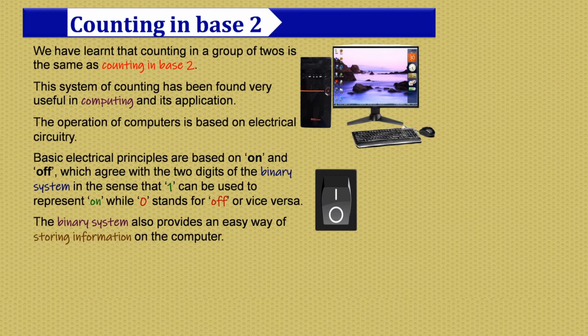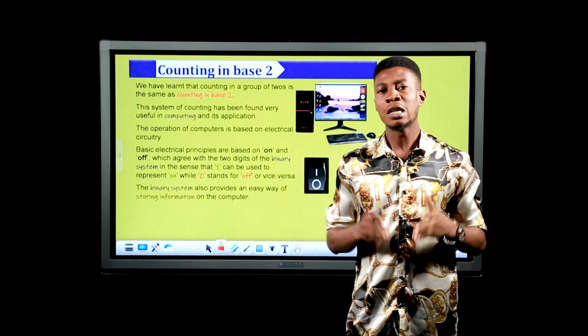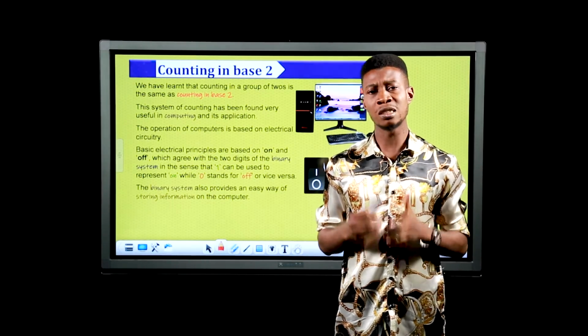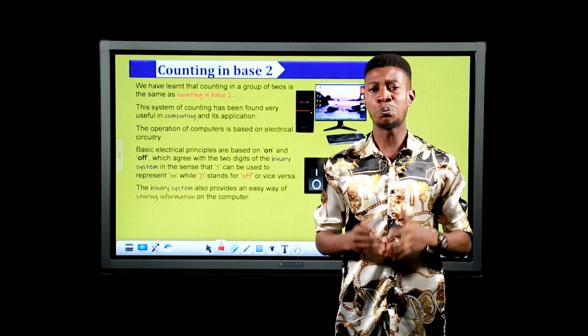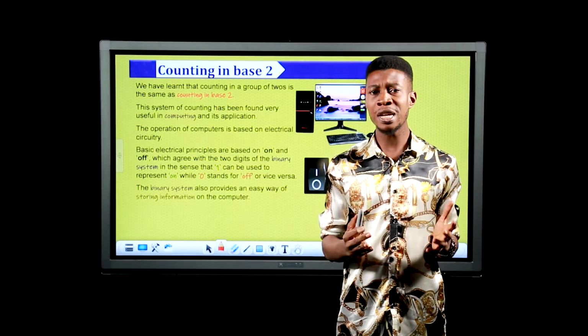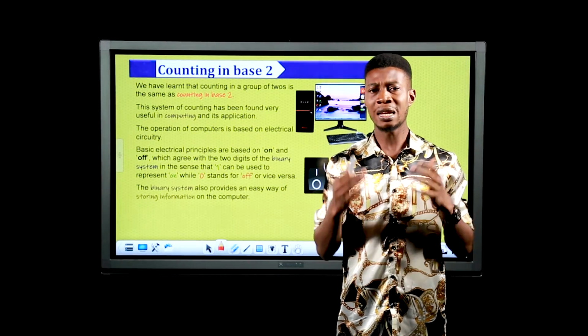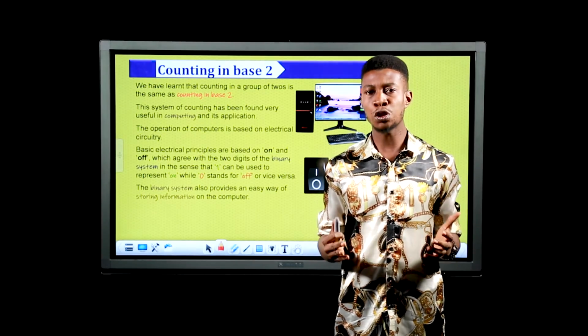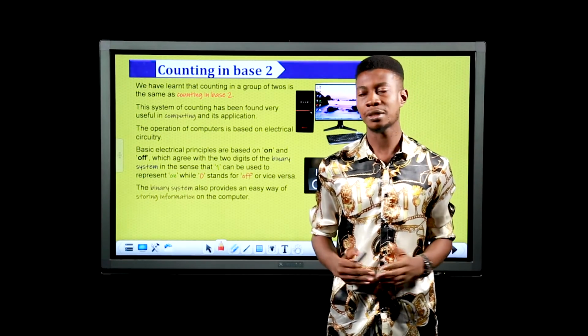The binary number system is a number system where we count in groups of 2. And in the binary number system, we have just 2 digits, 1 and 0. Now, this number system has been found very helpful and relevant in the world of computing because it provides an easy way of storing information. Now, let's go on to focus on what today's lesson is about: subtraction of binary numbers.